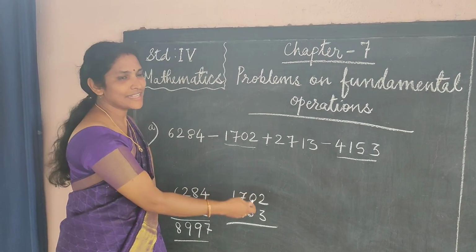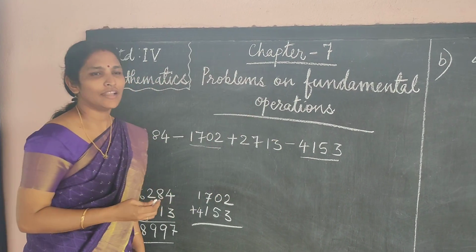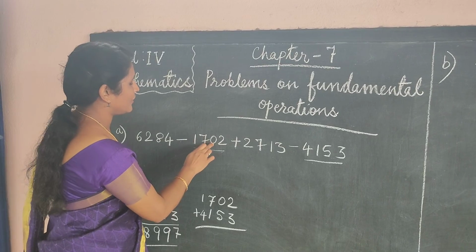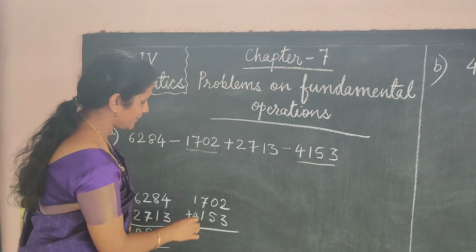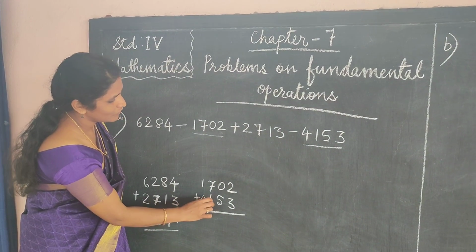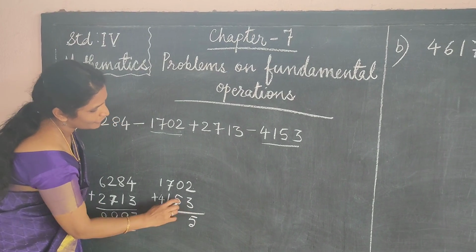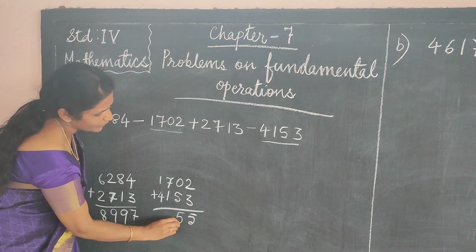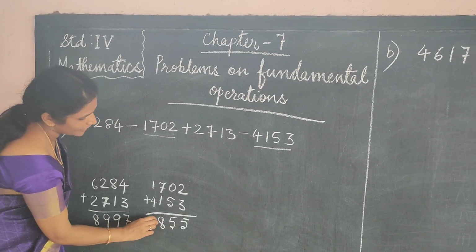Now, next second step, what we are going to do? We are going to add the numbers with minus signs. 1702 and 4153. 3 plus 2, 5. 5 plus 0, 5. 7 plus 1, 8. 4 plus 1, 5.